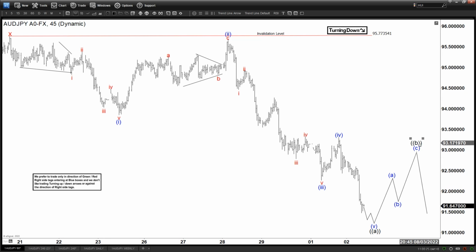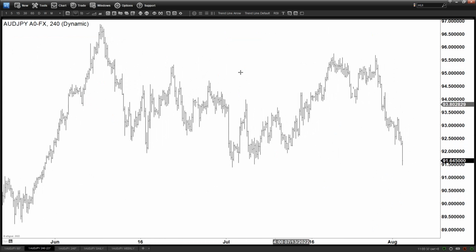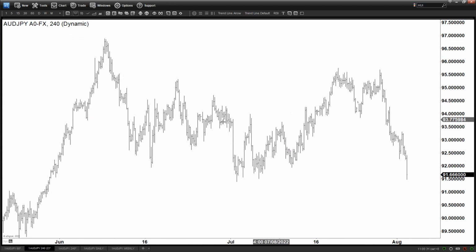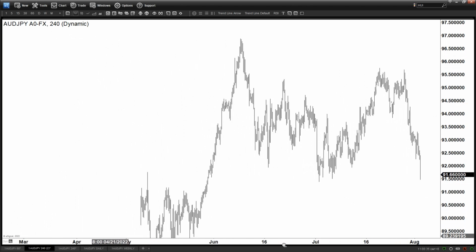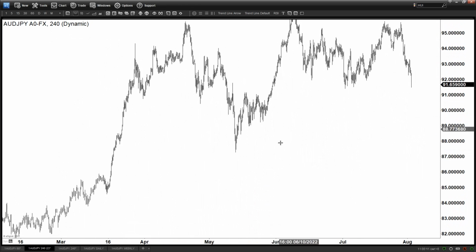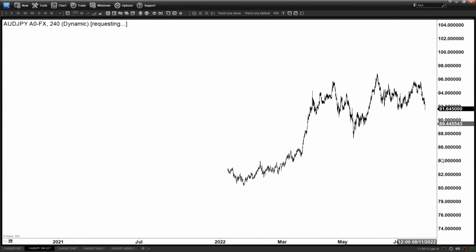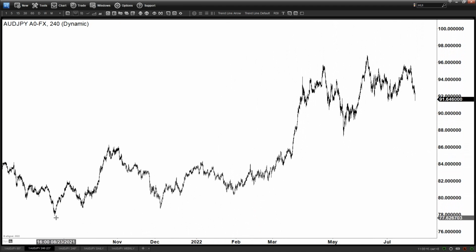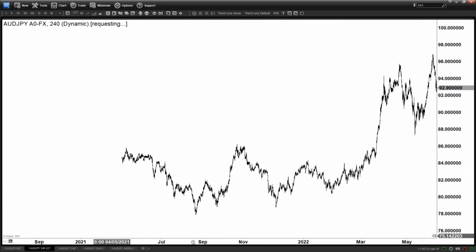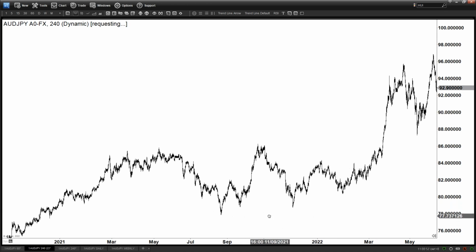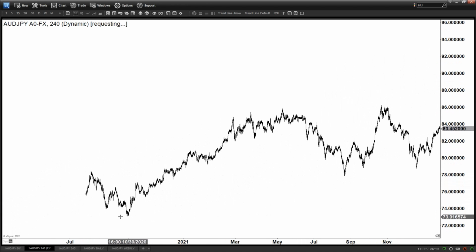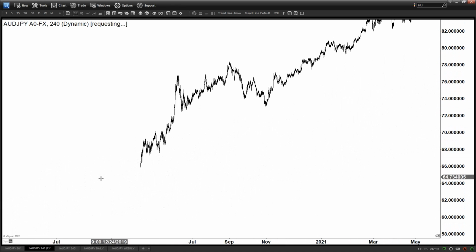Now let's take a look, zooming out, which makes things more interesting. Let's take a look at the 4-hour time frame. Before we even start with the 4-hour, let's go even larger degree, and let me zoom out even more. Now we see that AUDJPY since bottoming last year continues to rally, right?